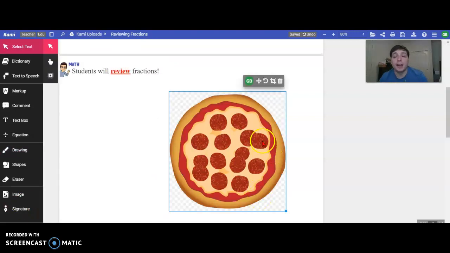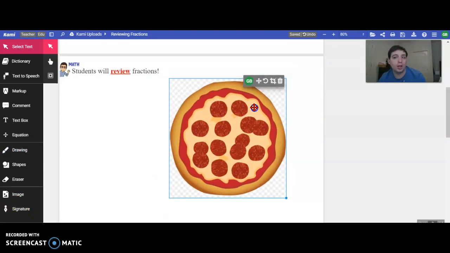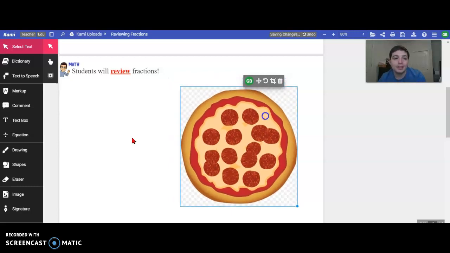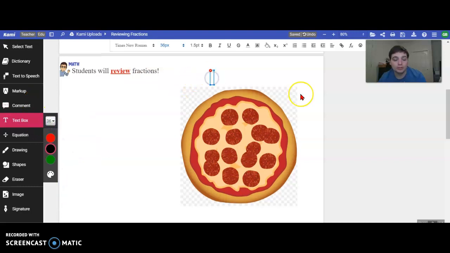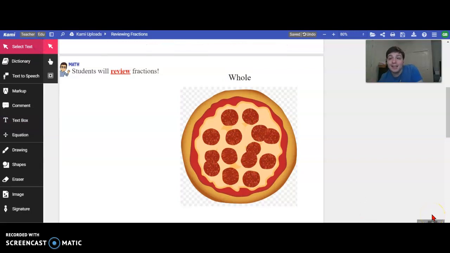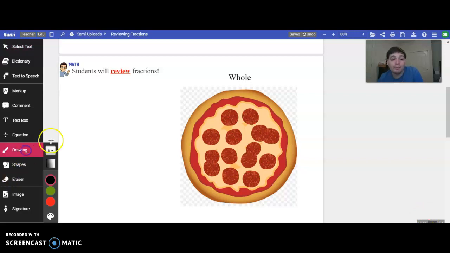As you can see here, I have one pizza. I have one whole pizza. So I'm going to title this pizza My Whole. Let's make it a little bigger. So right here, I have my whole. Okay? When we talk about fractions, we talk about taking equal parts of a whole. Okay? So, for this pizza example, I want to turn it into four equal parts or four equal pieces.